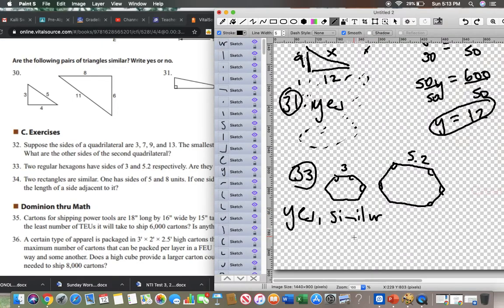But why? Because all regular hexagons are going to have interior angles that have the same measurement. Therefore, they're similar. Are these two hexagons congruent though? No, they're not congruent, but they are similar.